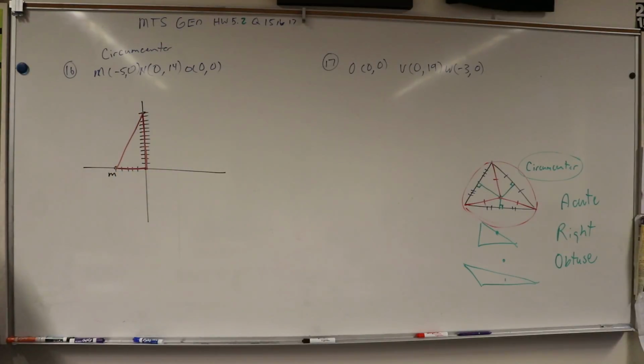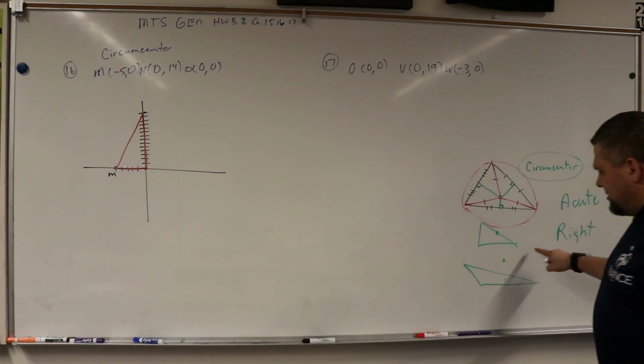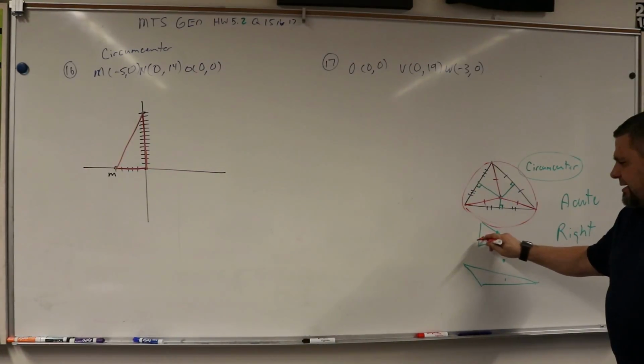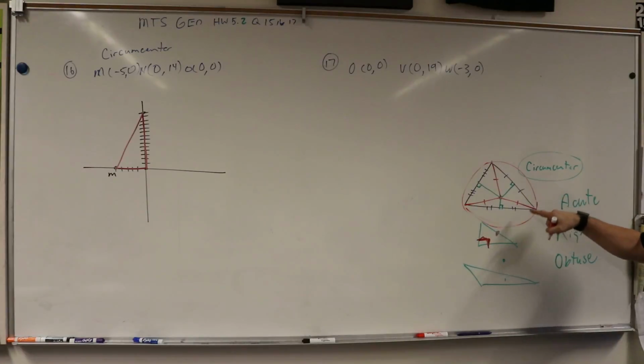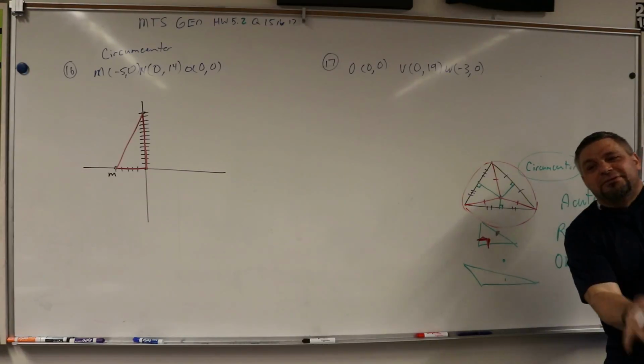Now what did we say about the circumcenter of a right triangle? Where is it? Is it on the hypotenuse? Is it outside of the triangle? Or is it inside? Right triangle. What's it say? On the hypotenuse. Right. On. Obtuse. Outside. Acute. It's going to be inside.